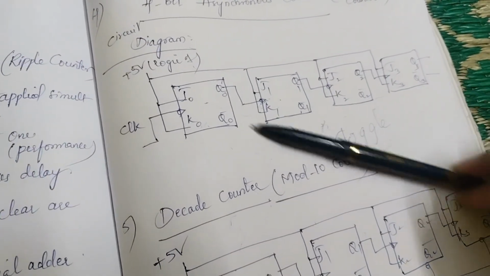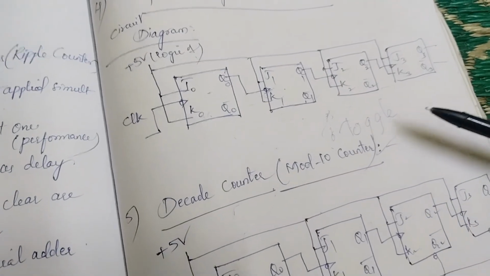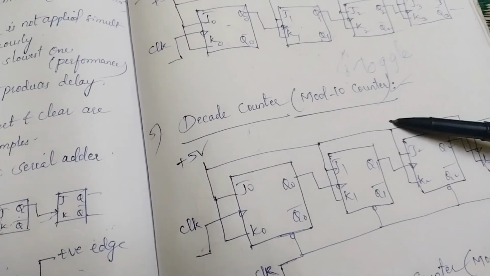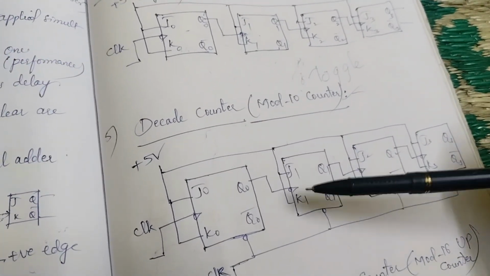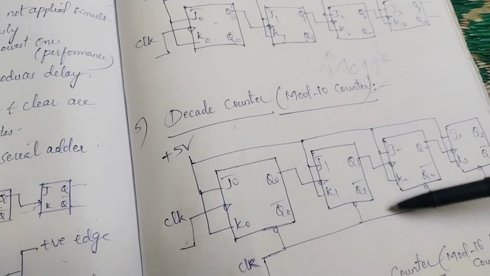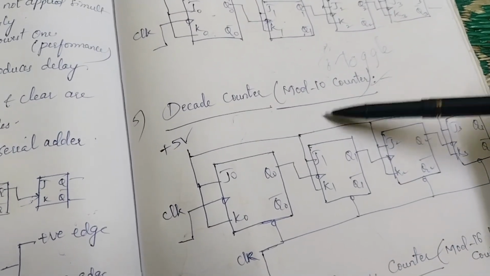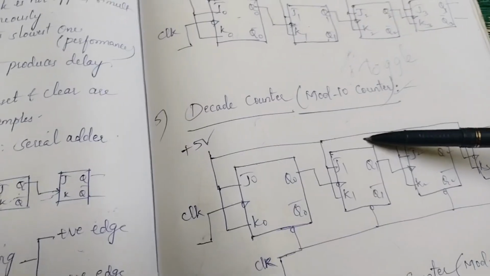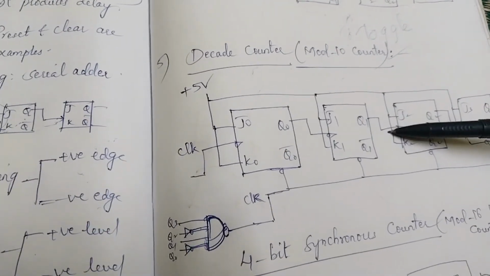Okay, this is the diagram. You can expect this diagram for 3 marks. Similarly, we have the decade counter. I have explained the decade counter immediately after this 4-bit asynchronous counter because it is also a 4-bit counter, but it is a decade counter. We call it a decade counter because it can count up to 10 states.